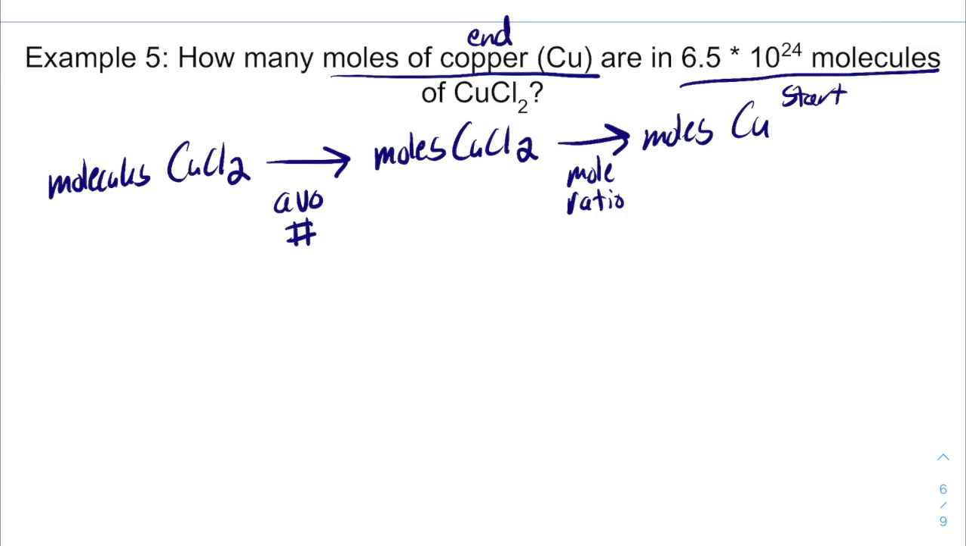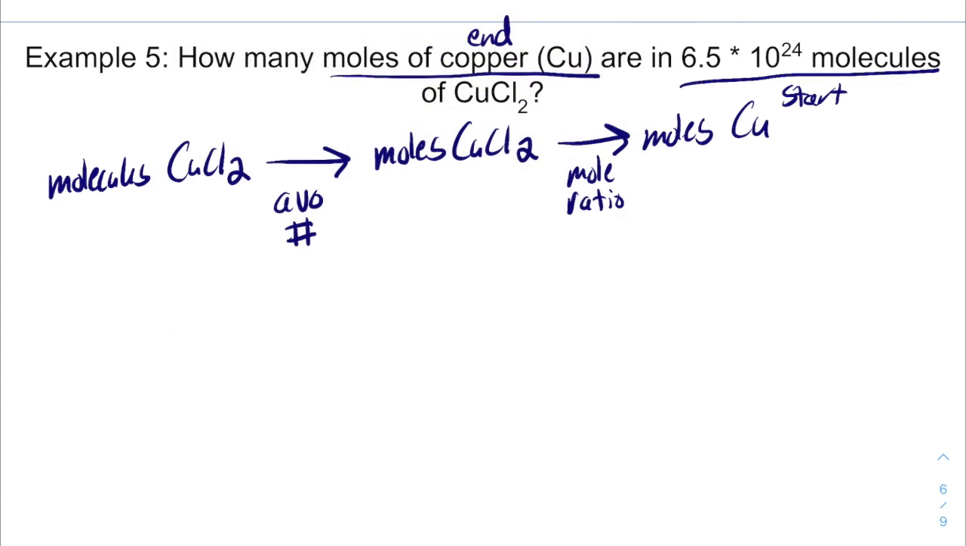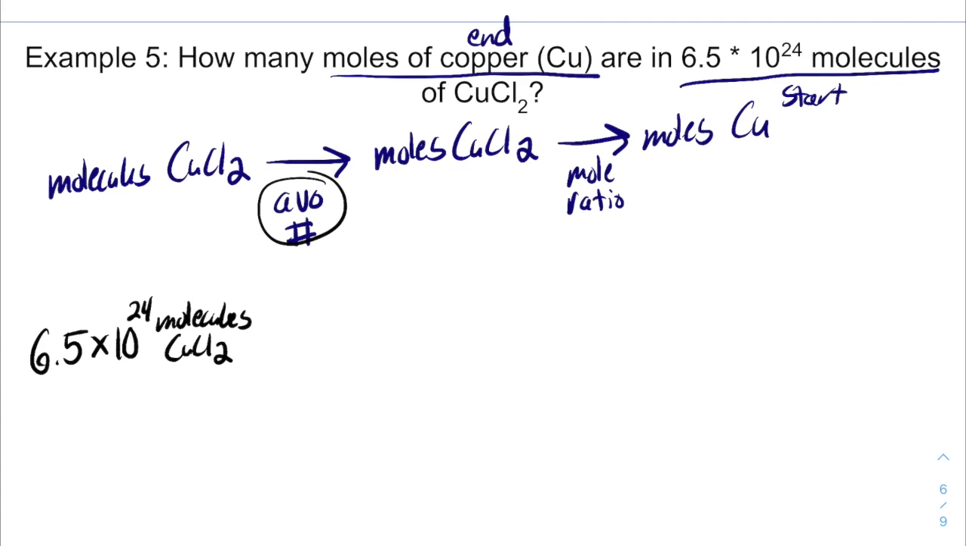So let me show you how we can do this. Our start here is going to be 6.5 times 10 to the 24th molecules of CuCl2. That was what we were starting with. We're going to use Avogadro's number to get it to moles of CuCl2. Just like we've been doing, whatever is right here has to be down there. I'm going to put 6.022 times 10 to the 23rd molecules of CuCl2.